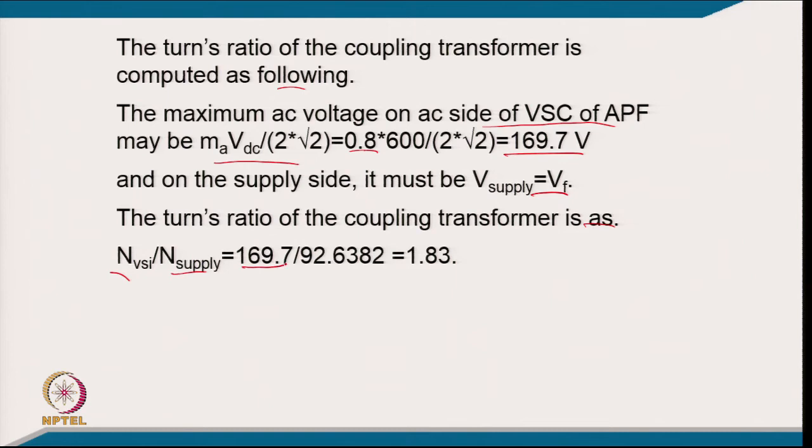So, this is the voltage the inverter can generate, 169.7 volt, and this is the voltage which we have to inject into the supply, which is 92.6382. So, the turns ratio comes to 1.83 or so.